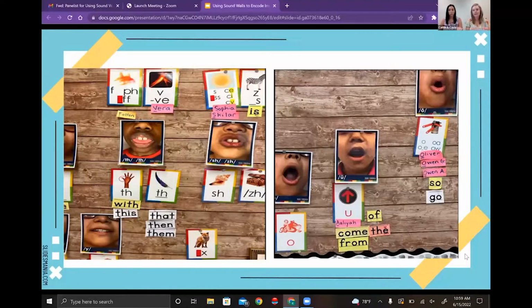In this instance, I would make sure that the students recognized there was a problem, and we would talk about why they shouldn't be in that particular part of the sound wall, and then we'd move it back to the part that it actually belonged in.